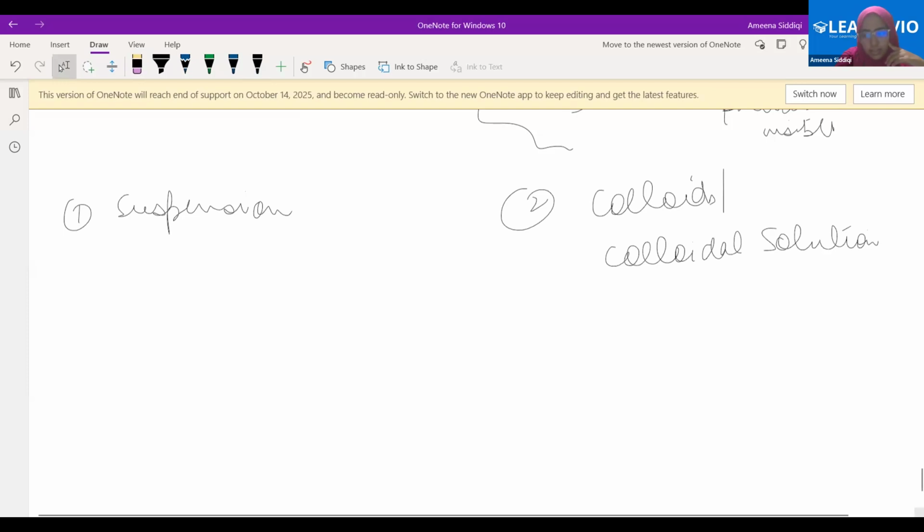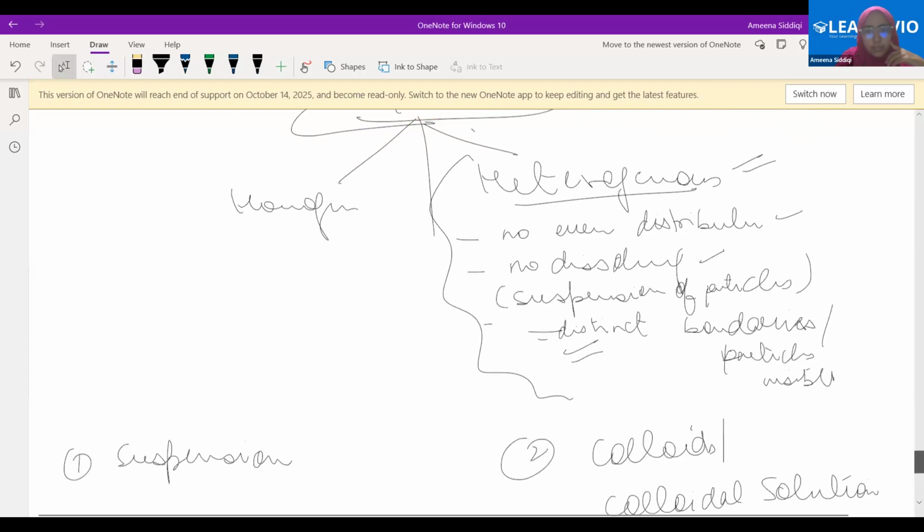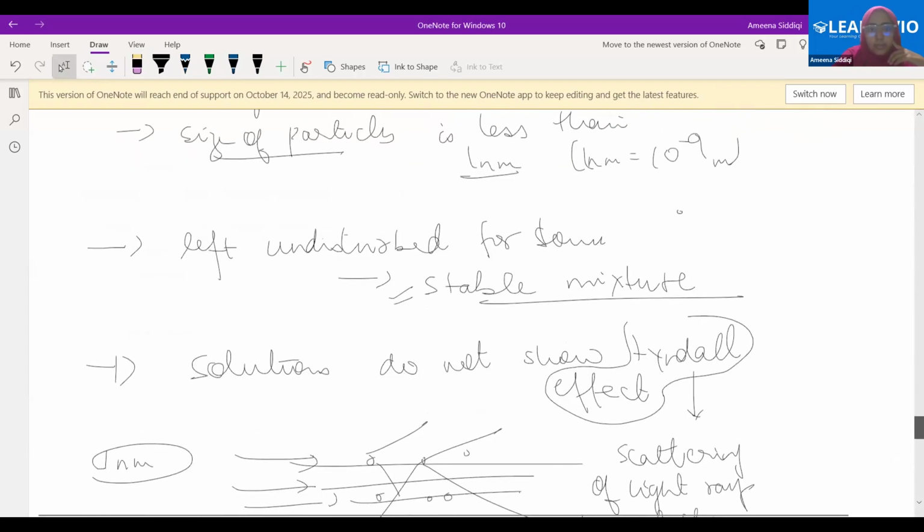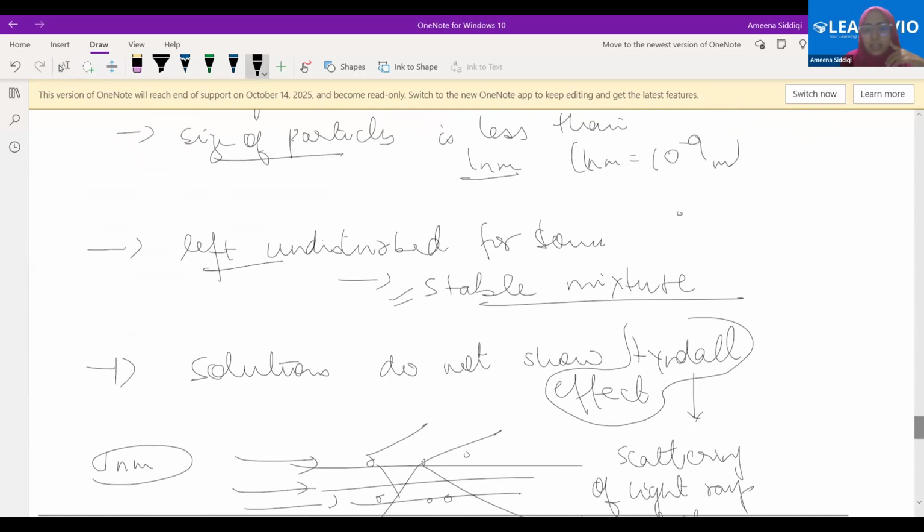Now, one point that I left, I'm sorry for that. In the properties of solutions, if they are left undisturbed for some time, they are stable mixtures, right? And if they are stable, they are not getting separated into the components. Can we filter them out? Can we separate them through filtration?